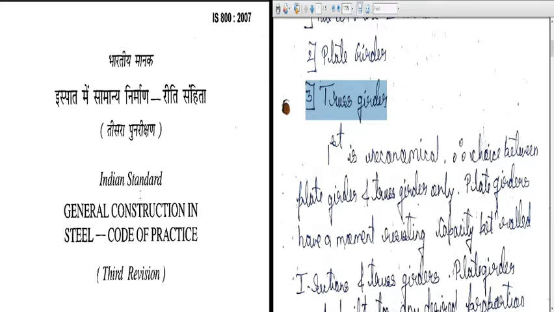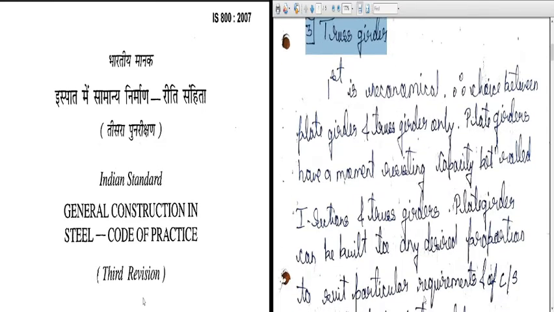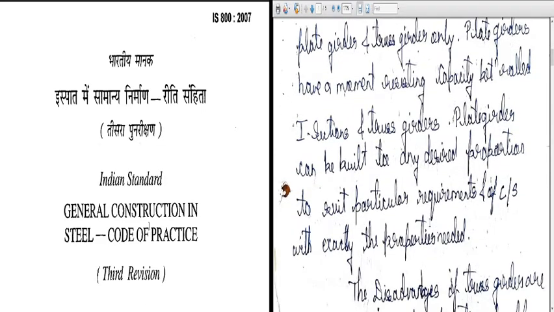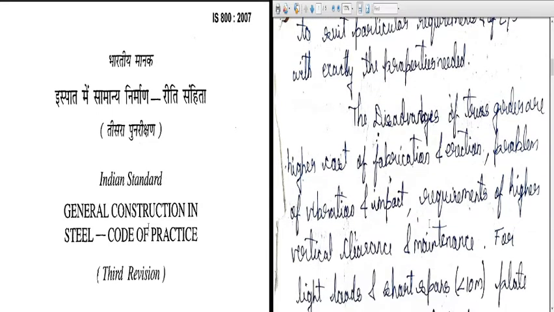Plate girders have a moment resisting capacity between a rolled I section and truss girder. A plate girder can be built to any desired proportion to suit particular requirements, and a cross section with exactly the same properties needed. So we can give any dimensions for the plate girder. The disadvantages of truss girders are higher cost of fabrication and erection, problems of vibration and impact, requirement of higher vertical clearance, and maintenance is required.